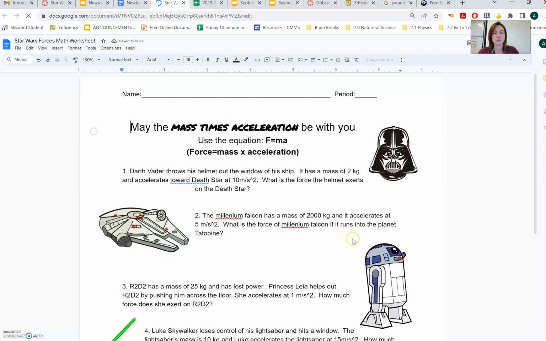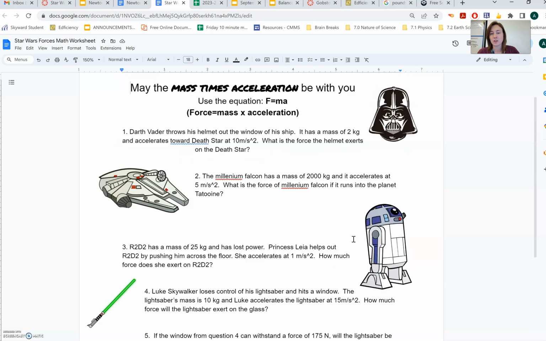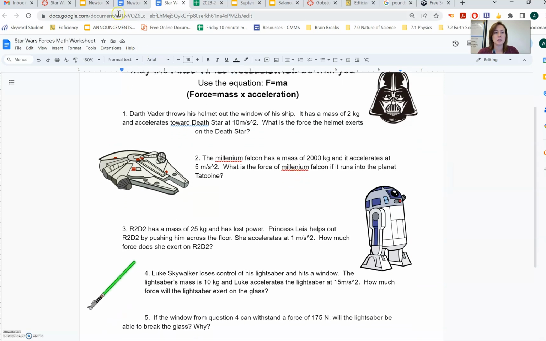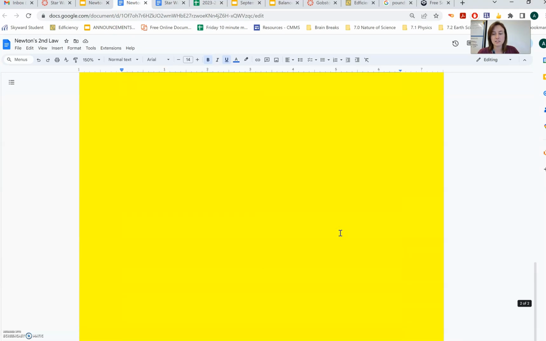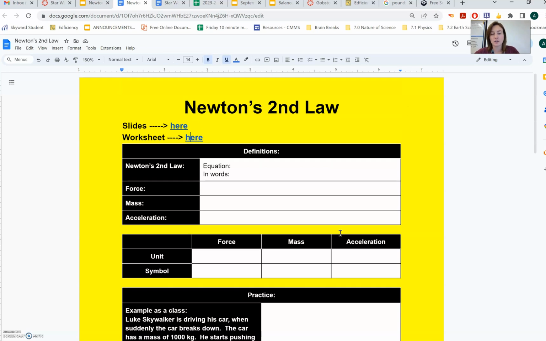Okay, I'm going to zoom in so you can see. So you do these questions, there's only 7. You do those questions in your science notebook, and then you take pictures of them in this last box. And that's the end, that's the last thing. So after that, you submit it on Canvas. Good luck.